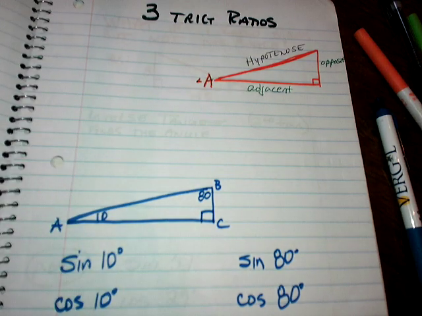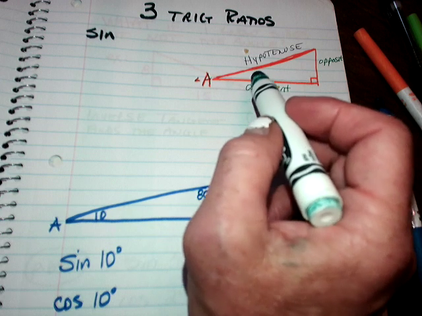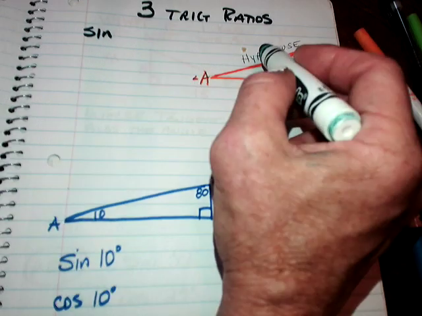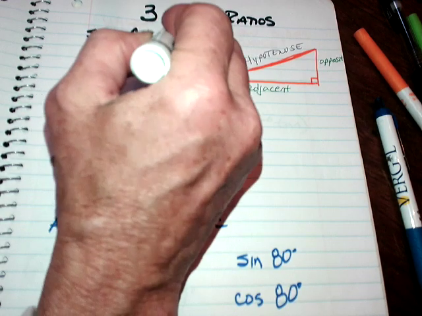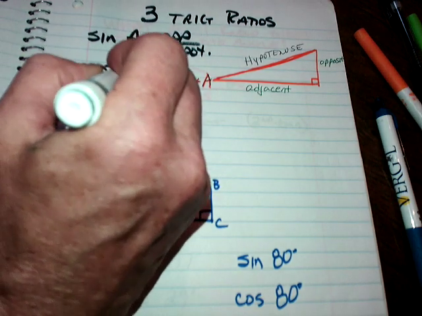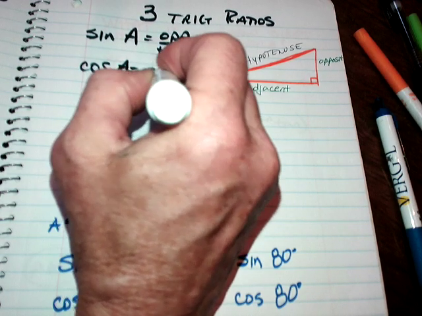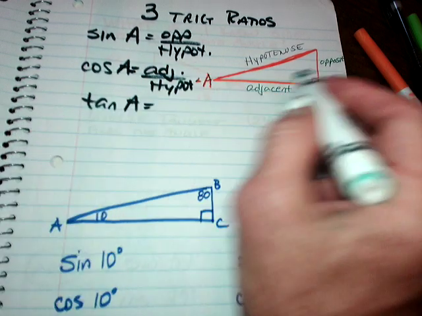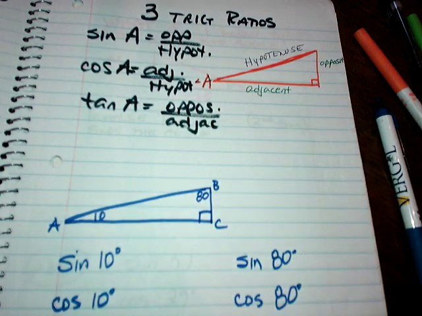We know the sine, everybody's heard of the sine, is where you use the opposite and the hypotenuse. The sine of angle A equals the opposite over the hypotenuse. The cosine of angle A equals the adjacent side, the touching side, over the hypotenuse. And the tangent of an angle is what we were just doing, the opposite side over the adjacent side. So we've got three ratios we can use.